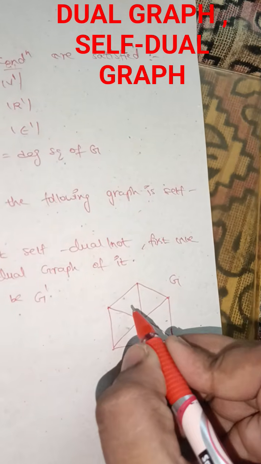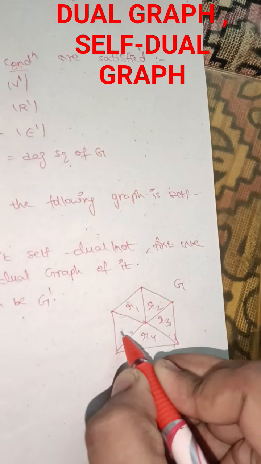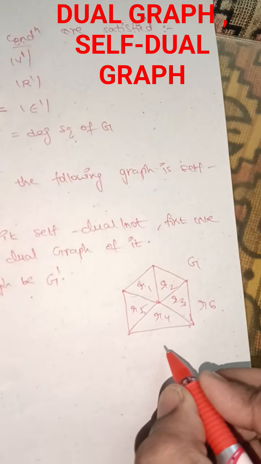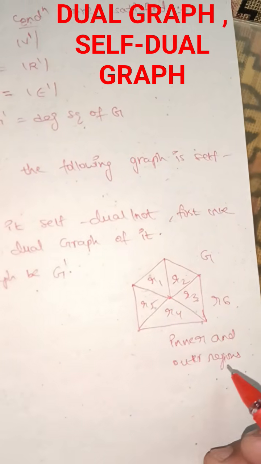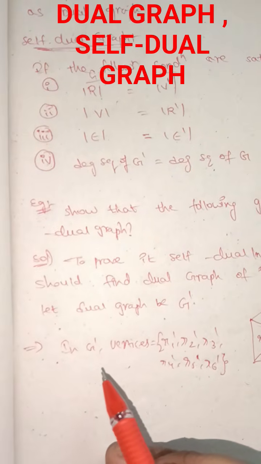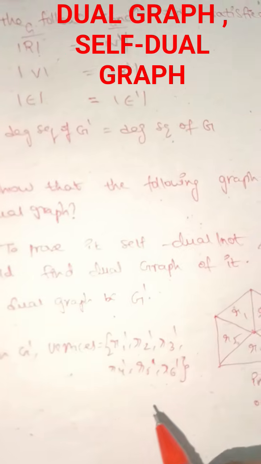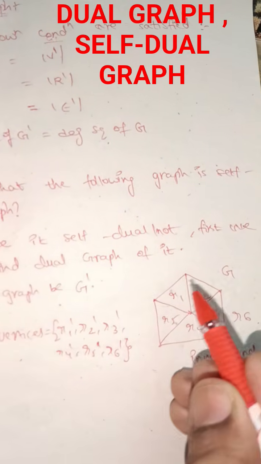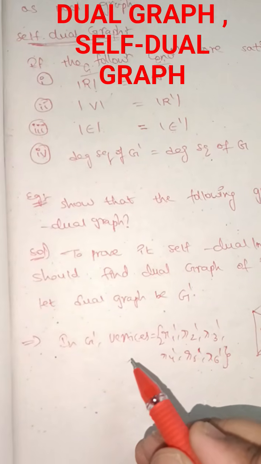Now we will assume the regions R1, R2, R3, R4, R5, and the outer region is R6. This consists of both inner and outer regions, so we have named them like this. So in the dual graph G dash, the vertices are R1 dash, R2 dash, R3 dash, R4 dash, R5 dash, R6 dash. We got this from this graph. These are the regions converted into vertices in the dual graph G dash.